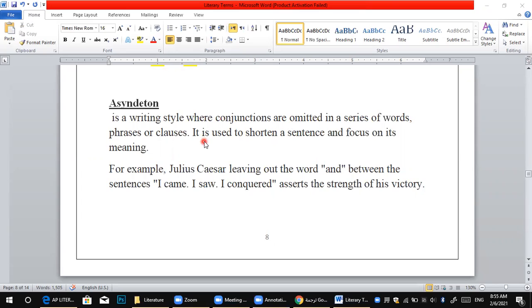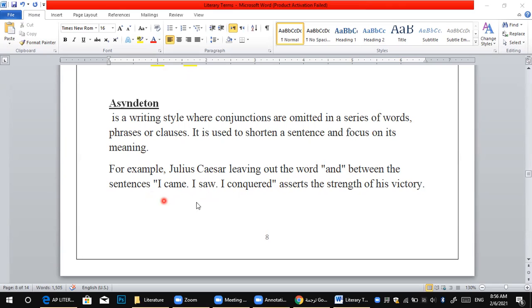It's used to shorten a statement or a sentence and focus on its meaning. Let's look at the example. When you use asyndeton, you leave out the word and between the clauses. Caesar was supposed to say, I came and I saw and I conquered. But no, he removed the word and. So, I came, I saw, I conquered.